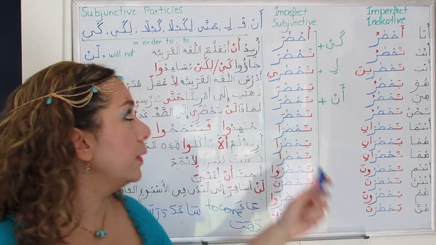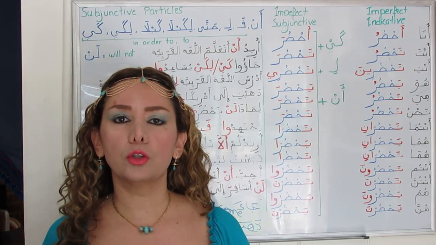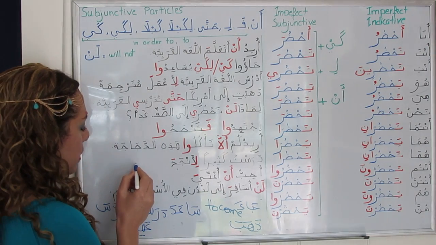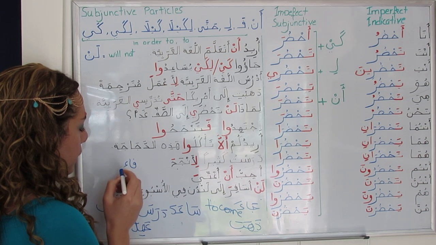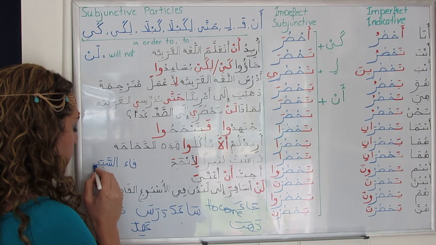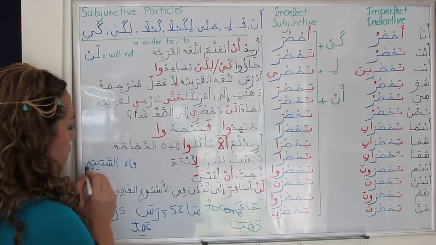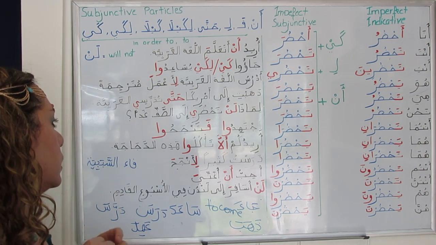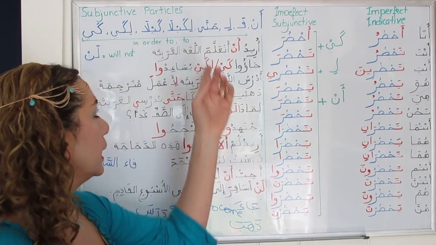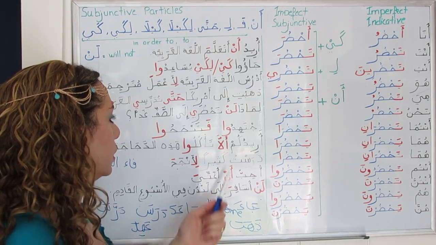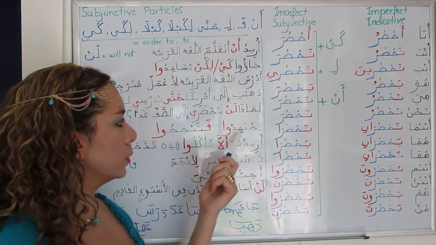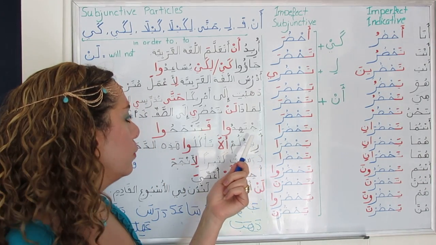And we have the prefix fa, which is called the particle of cause. فاء السببية. Fancy name. فاء السببية. So this prefix particle behaves like the other ones. It's making the following verb subordinate to the main verb.